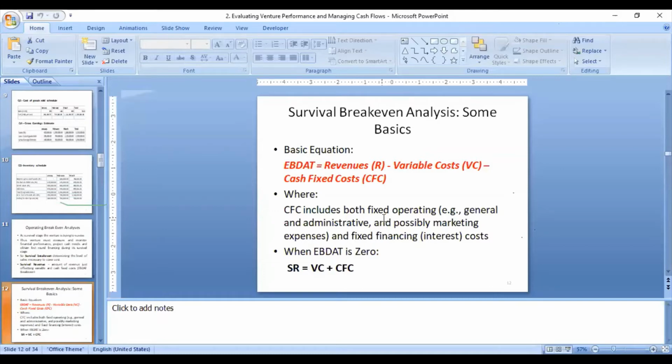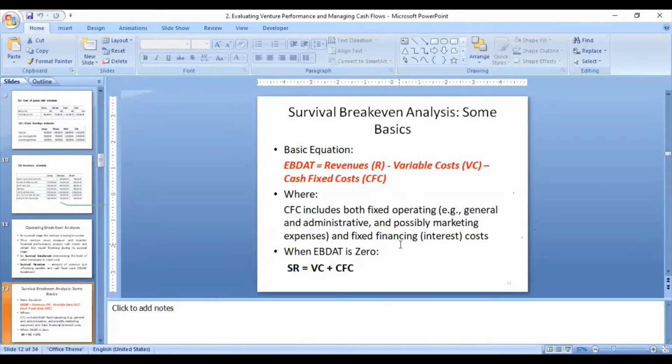Fixed operating expenses, and also fixed financing. When we say the financing, the cost is basically interest cost. So those are the things that we included in the cash fixed cost. Then when the EBITDA is zero, that means survival revenue is equal to the variable cost plus cash fixed cost.